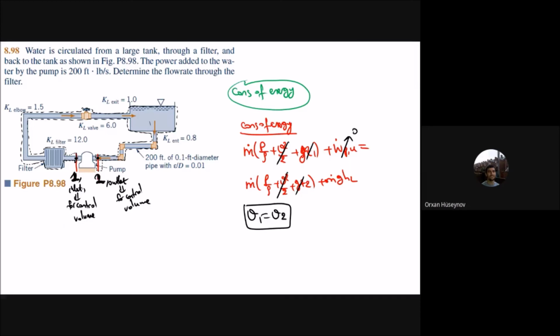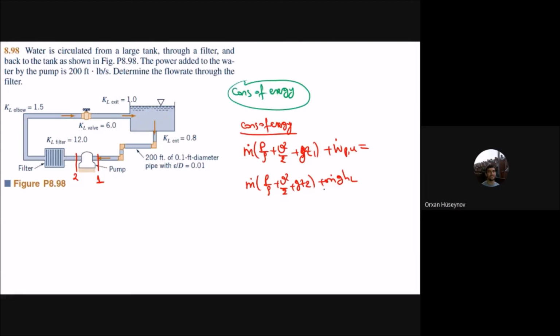Okay, Z1 and Z2 are the same, and velocities are the same, because the diameter D is the same. Okay. And then now comes the pressure differences and this m g HL. Now let's write it. If I divide each term by m dot, it will cancel out, and then you will have that. So you can see that Z1 is the same as Z2. Here you have the same Z1, and here you have the same Z2. Therefore, Z1 and Z2 cancel out.